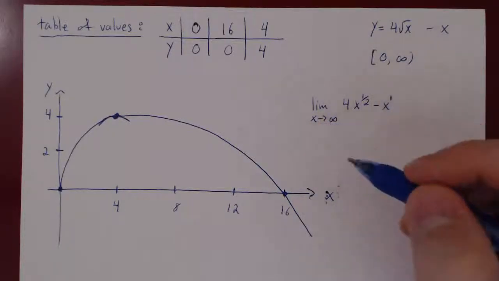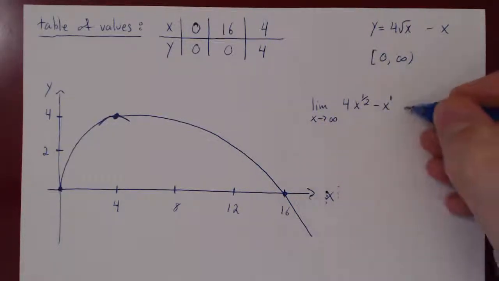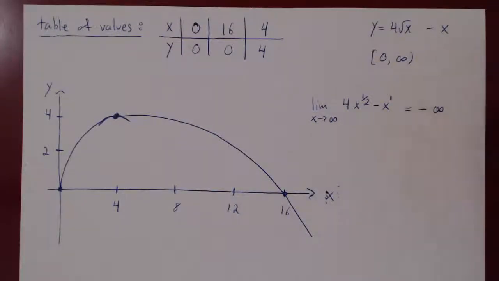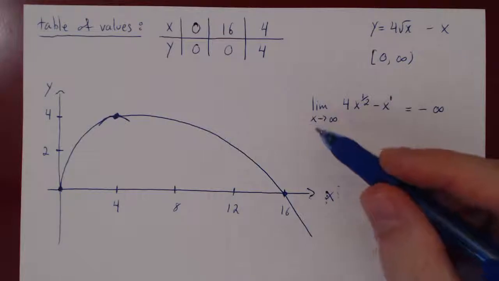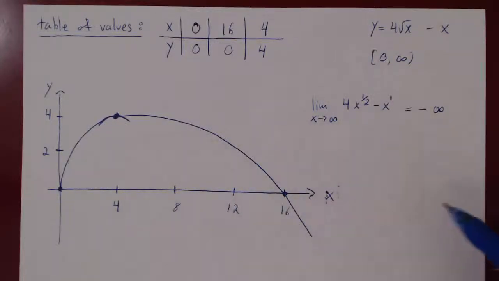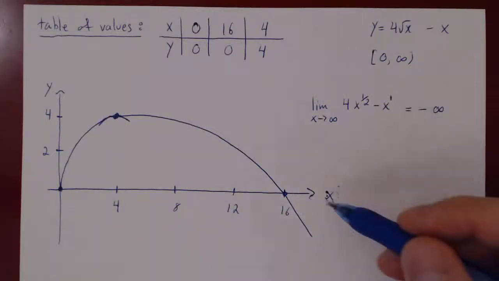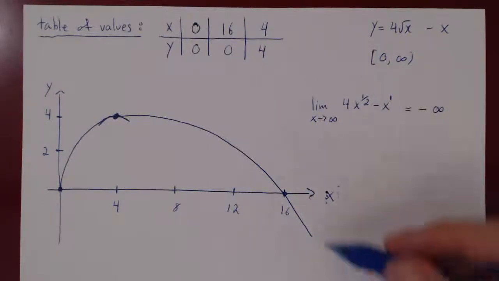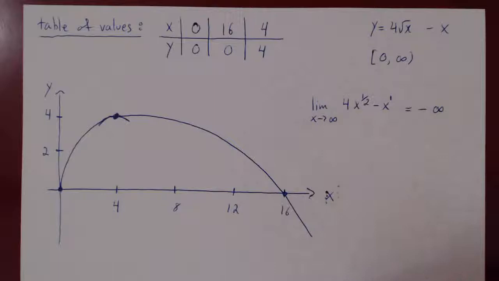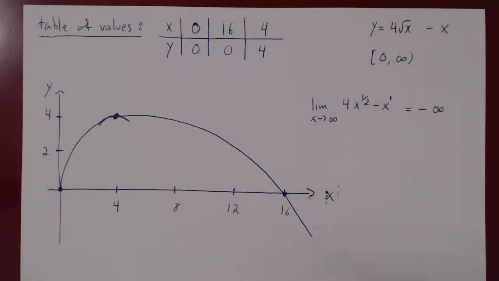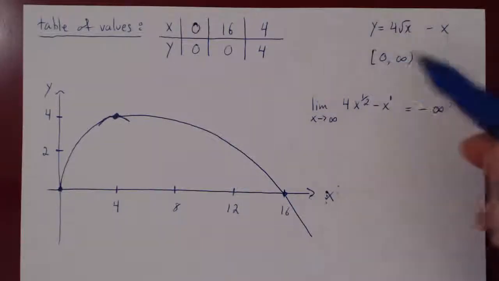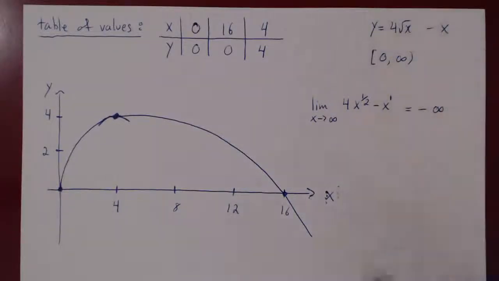As x goes to positive infinity, negative x goes to negative infinity. So we do not have a right horizontal asymptote. As x gets bigger and bigger and bigger, the y values are getting larger and larger and larger, and negatively. So the curve will keep being concave down, decreasing to negative infinity as x goes to positive infinity. And so we have an accurate sketch of the function 4 root of x minus x right here.